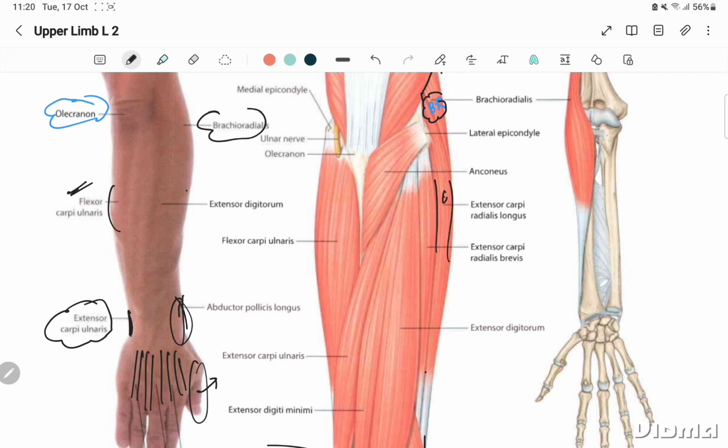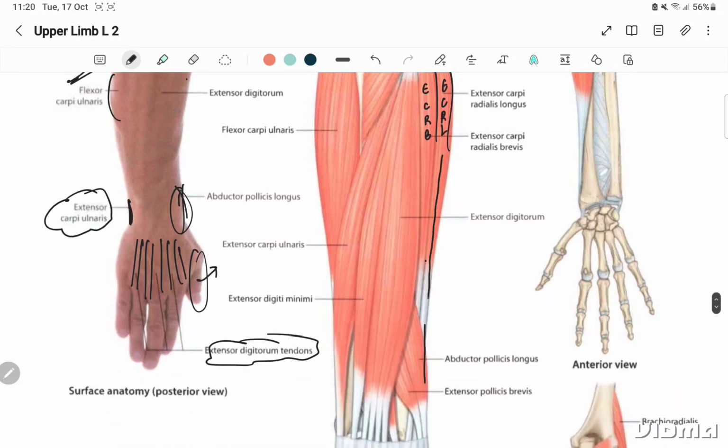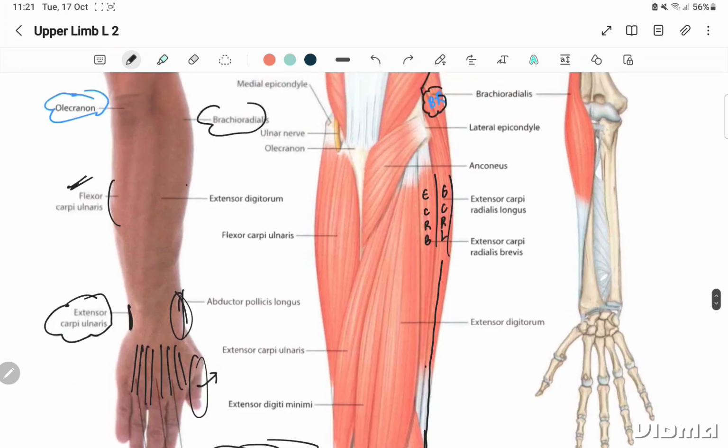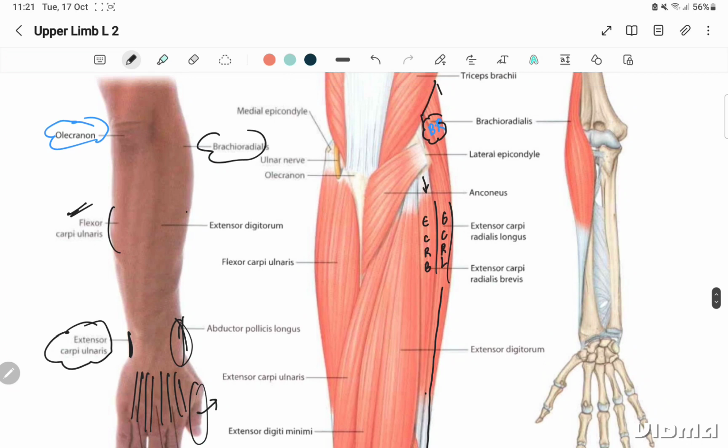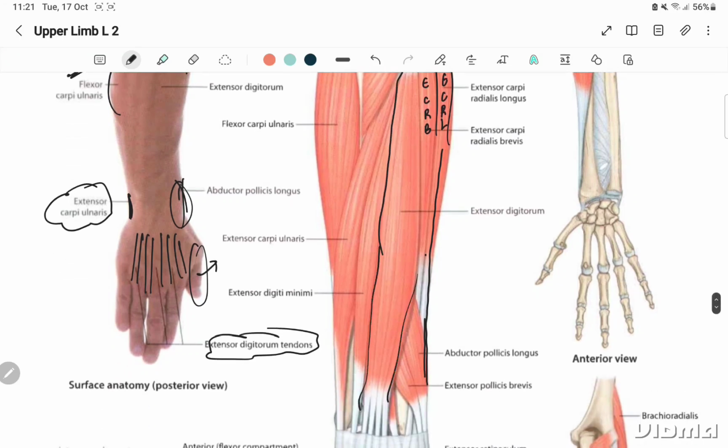Extensor carpi radialis longus, ECRL, is present here. Extensor carpi radialis brevis, ECRB, is also present here. See that ECRL is going long, but ECRB terminates shortly. Its origin is nearer, but for ECRL the origin is far. Brevis means small and longus means long. Then we have this large muscle here, which is called the extensor digitorum.